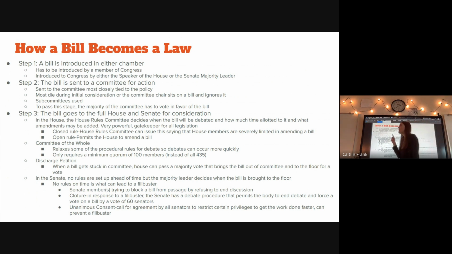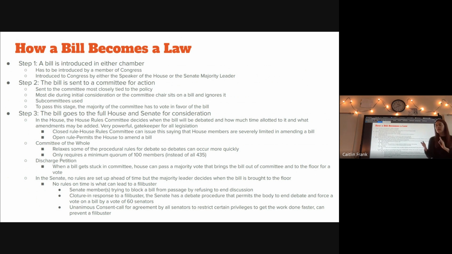First thing is a bill can start in either branch. A bill can start in the House or the Senate. And either way, it'll go through the same process. So it'll go through the same process whether it starts in the House or the Senate. So the bill has to be introduced by a congressman, so a senator in the Senate, a representative in the House, and then that bill has to be assigned to a committee to decide how the bill is going to be finalized, drafted, and voted on.